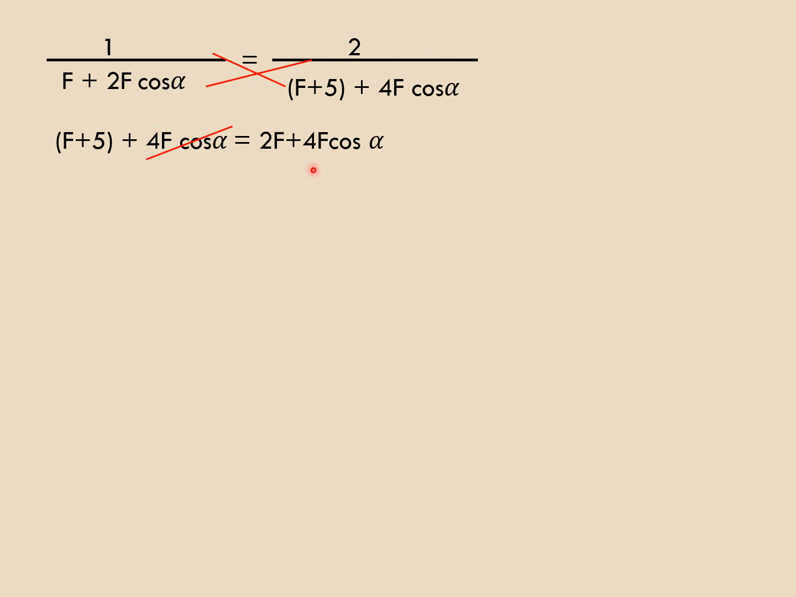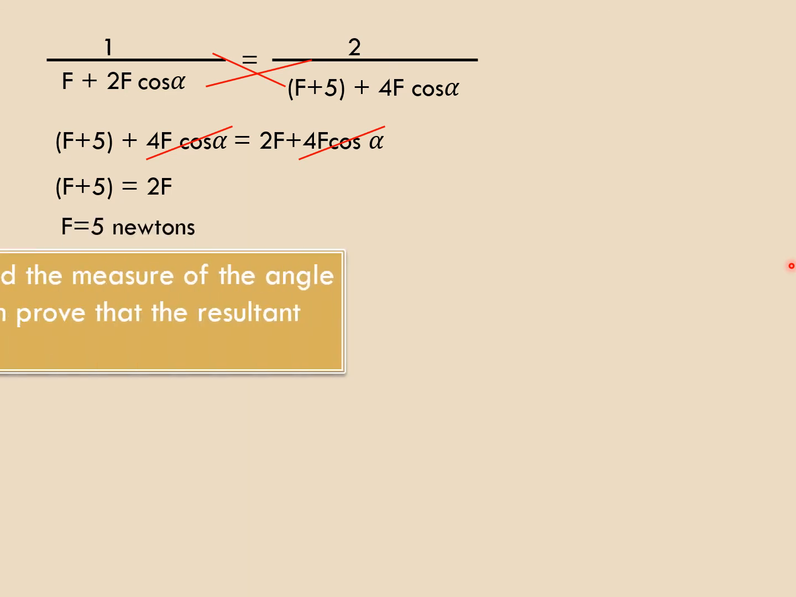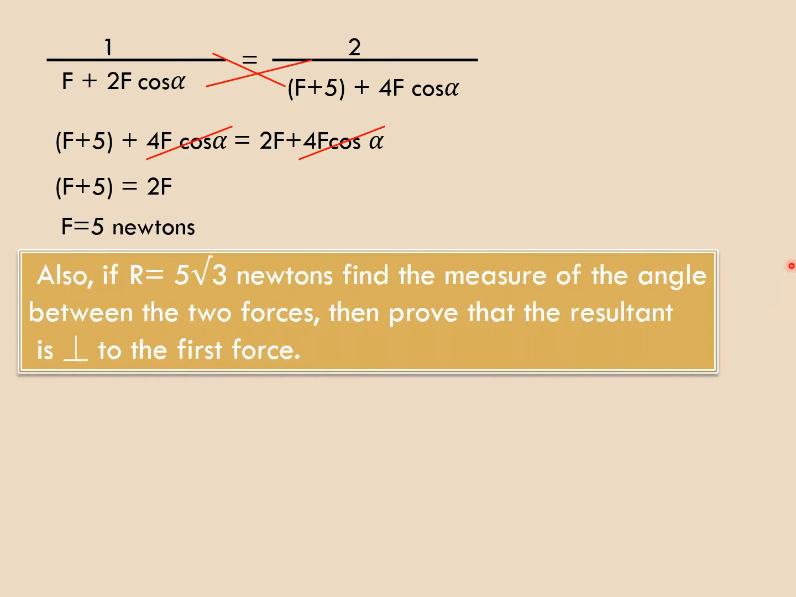4F cosine alpha will cancel 4F cosine alpha. So F plus 5 equals 2F. So F will be 5 newtons. And R equals 5 root 3 newtons. Find the measure of the angle between the two forces, then prove that the resultant is perpendicular to the first force.